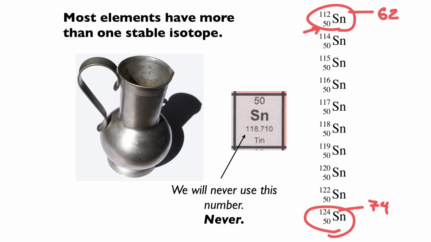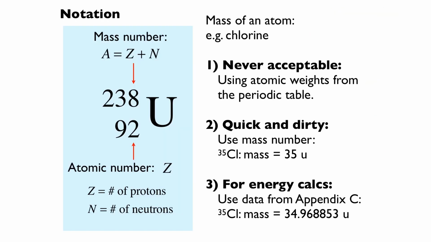Now the number that appears here in the periodic table is the average of all of these things weighted by their abundance in nature. And we will never use that number, ever. Forget that number exists. It is never of interest to us. And when we need to have numbers associated with nuclei, let's take a look and see how we do it. Let's go ahead and take a look at one isotope and talk about the numbers that we'll use and the notation that we'll use.